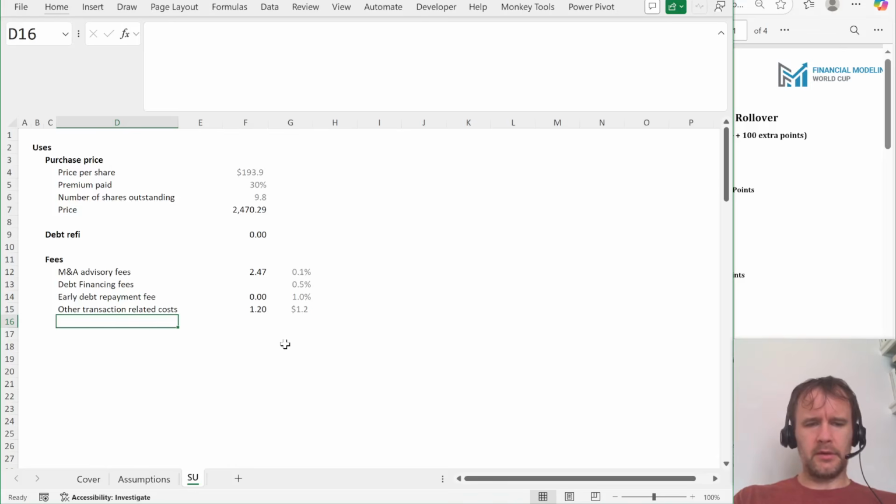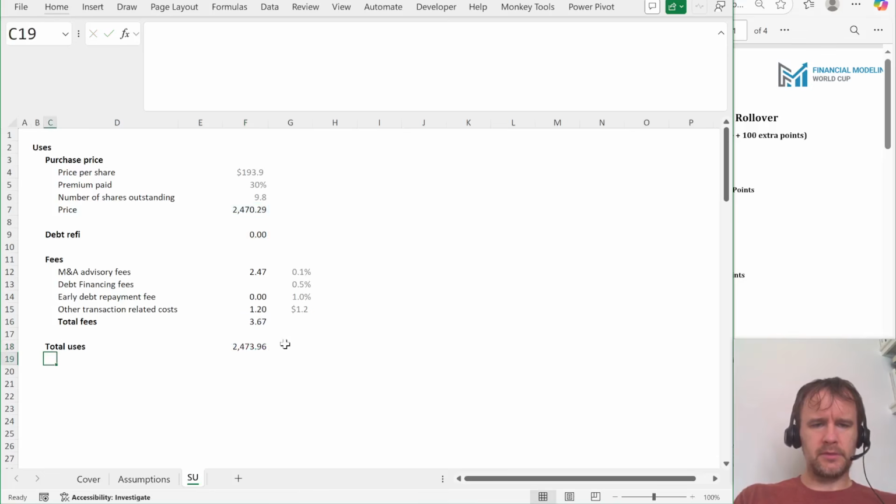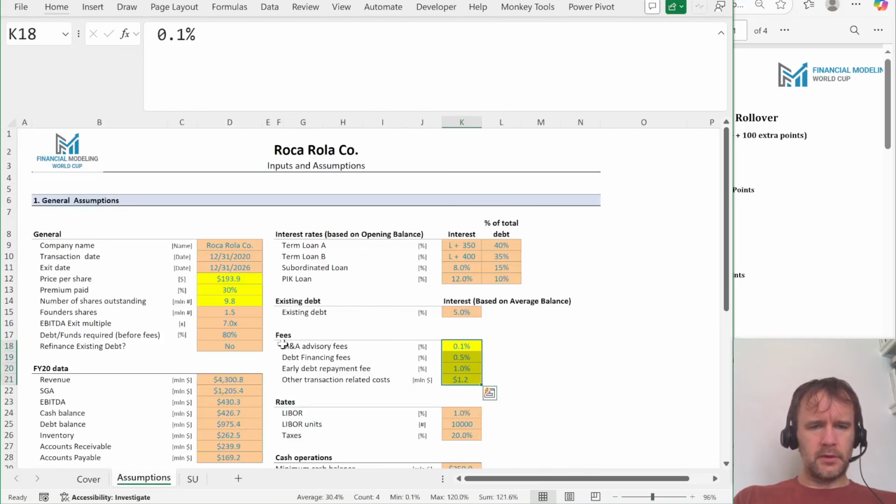Okay, and then total fees is all of that. So then total uses is this plus this plus this. Okay, and then sources. So we've got the founder equity, for which we need this.